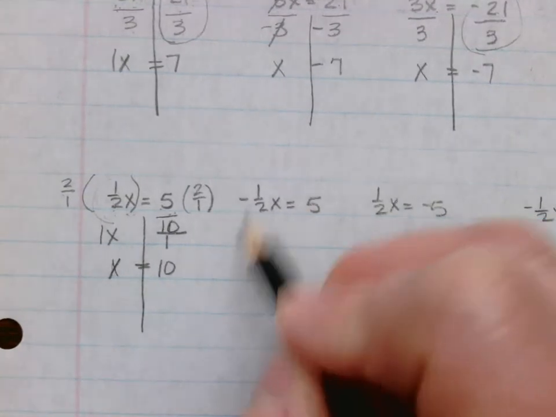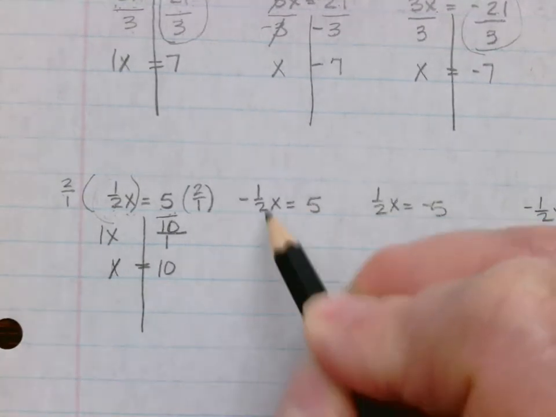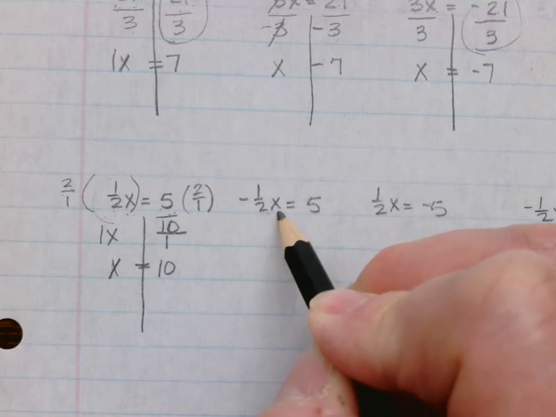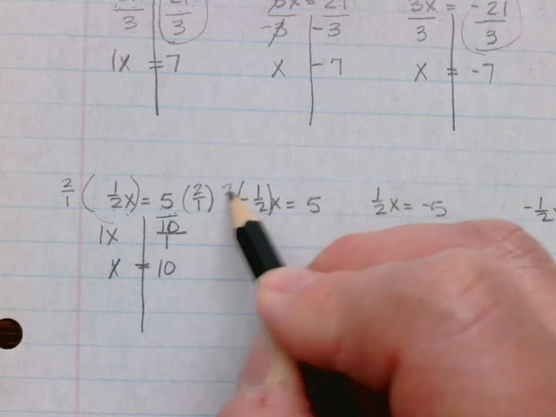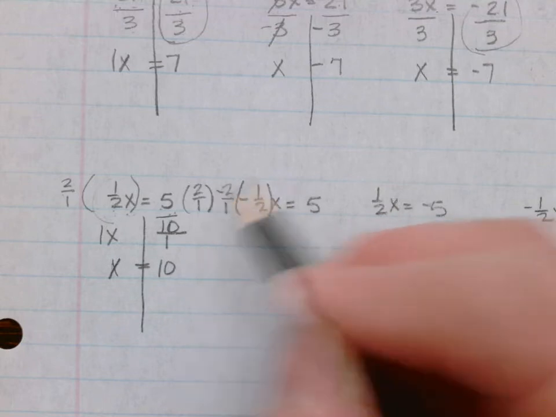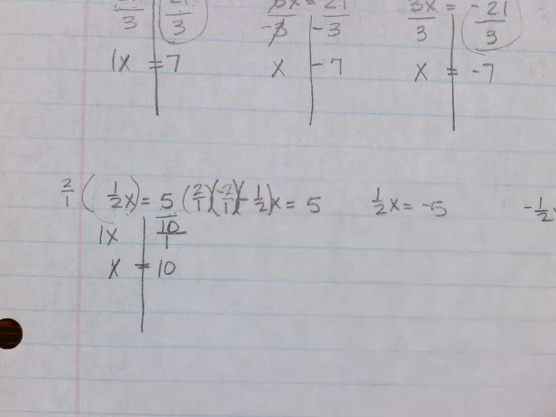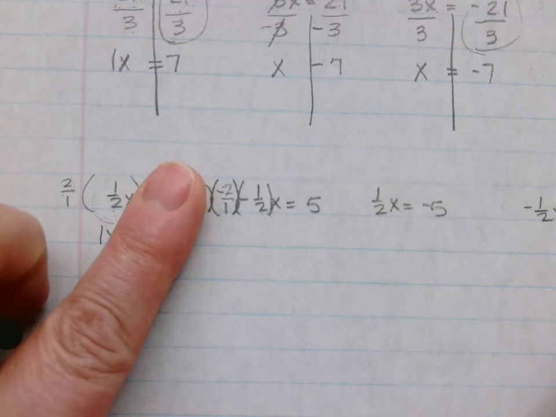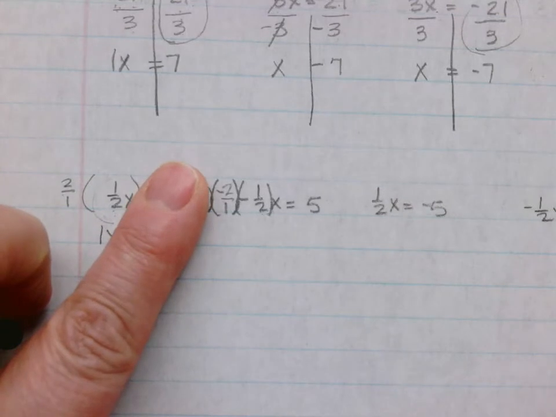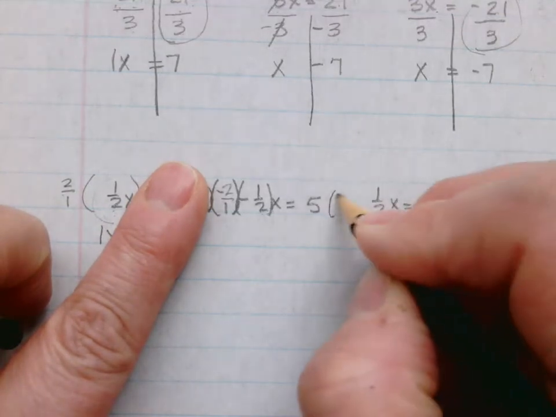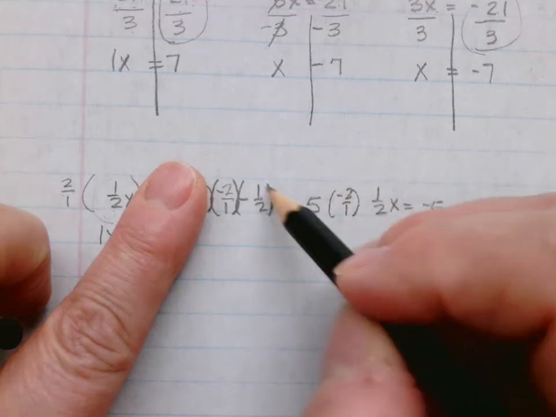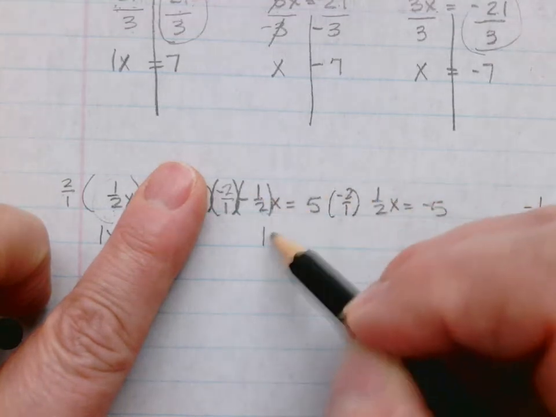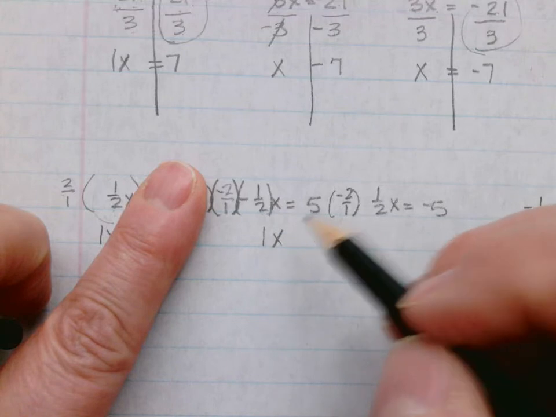Notice in this second problem, the only thing that is different is I am multiplying x times a negative 1/2. So the inverse operation would be to multiply both sides of this equation by negative 2. I have to do that to this side of the equation as well. And I end up getting 1x here, which is what I was after.